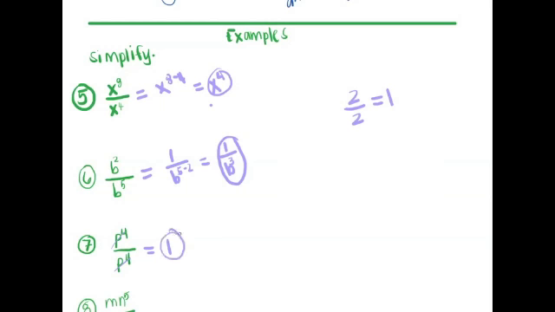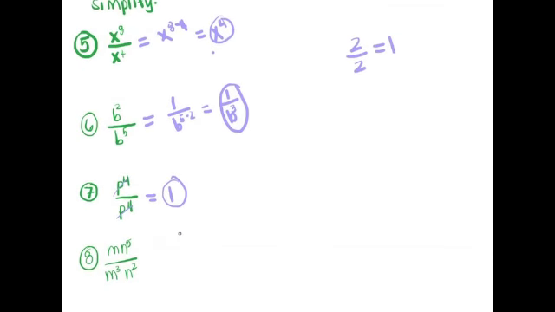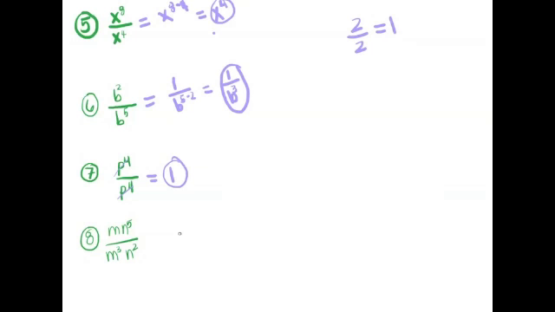This last example, number 8, I just wanted to show you because it's putting two variables in, but you treat it the same way. The way that you look at them is you look at them separately. Look at the m's first, and then look at the n's. But they're both going to share the same fraction line. You're just going to look at them separately to help you out.